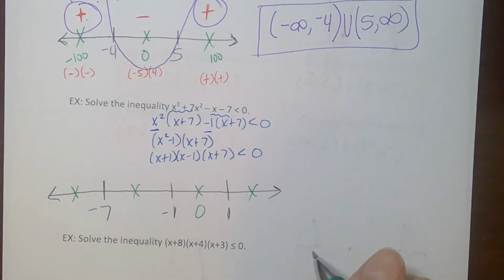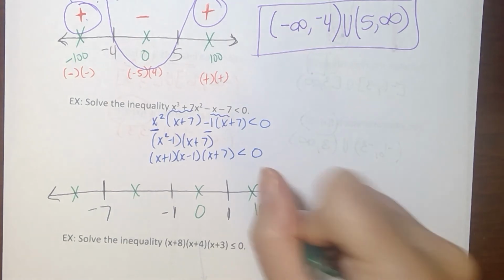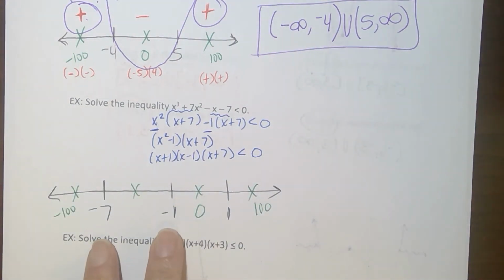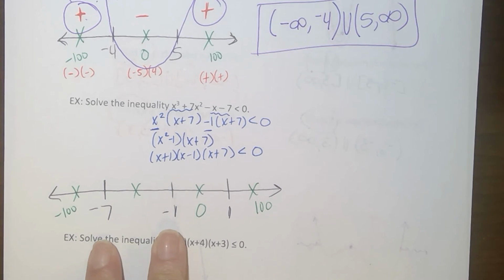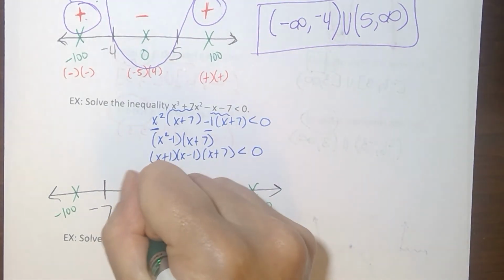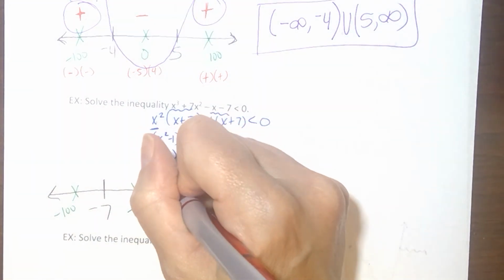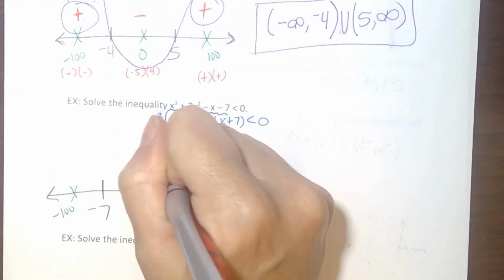0 is always easy. It falls here. I'm going to do my large values at the ends. And now I need a number between negative 7 and negative 1. It truly does not matter what you pick. I'm going to pick negative 3. Let's test these intervals. I have 3 factors to plug in to test.